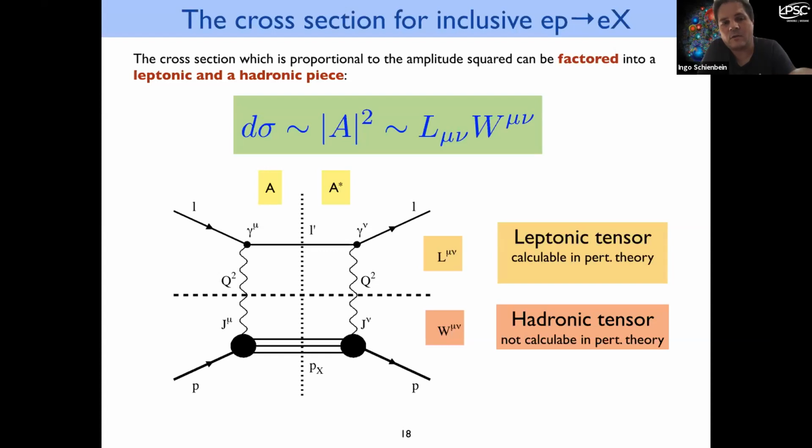On the one hand, we have on the left the amplitude A and the complex conjugate A star. The product of the two is the square of the matrix element of A. But on the other hand, we can separate this cross-section along this dashed horizontal line. The upper part is the leptonic tensor L mu nu, which is calculable in perturbation theory. The lower part is the hadronic tensor, which we can't calculate in perturbation theory. Then we need to include the propagator and couplings, and that is essentially the cross section.